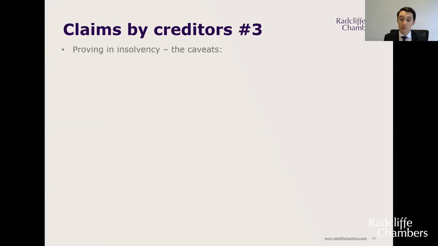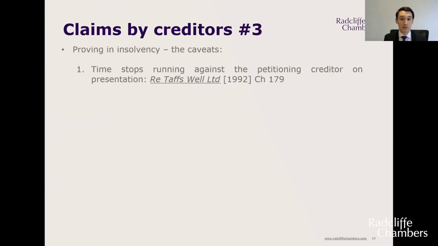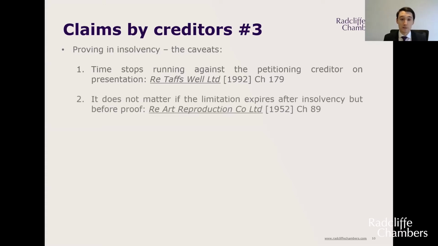Firstly, time stops running for the petitioning creditor at the earlier date of presentation of the petition. Now, in some cases, that can give the petition creditor quite a significant gap of additional time between presentation and the hearing. Secondly, it does not matter if the debt is barred by limitation after the order is made, even if you haven't yet proved. As I said, the relevant time in most cases is the date of the order.